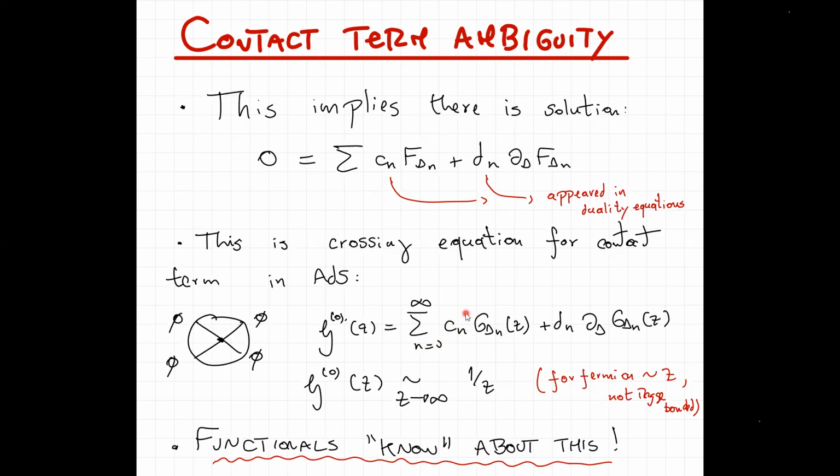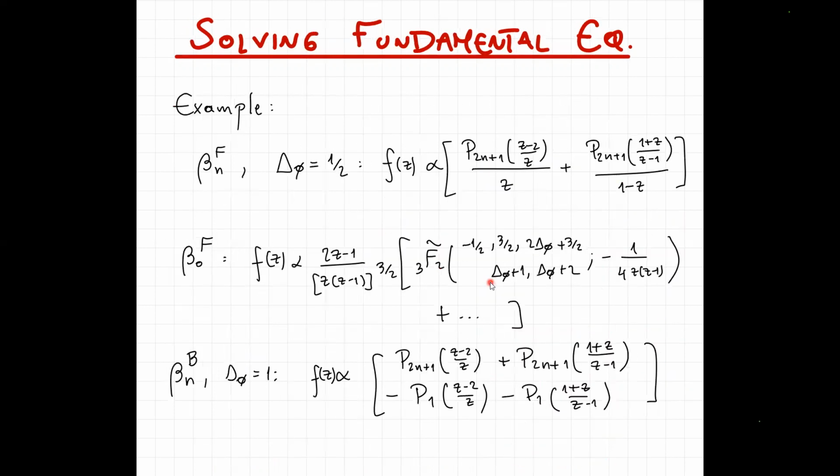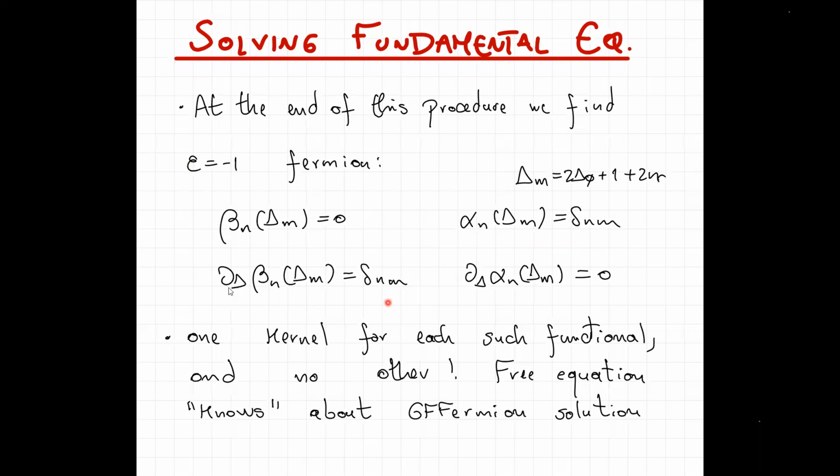Maybe I have one. Did I understand correctly that the kernels for all these functionals are written in terms of 3F2 or something like that? Yeah, so let me go back. I was a bit fast here. There are two statements. First of all, for special values of the scaling dimension, delta phi, we can construct the precise kernels for all the beta n's and alpha n's with the right orthonormality properties, which are these ones. So you just get them on the nodes.